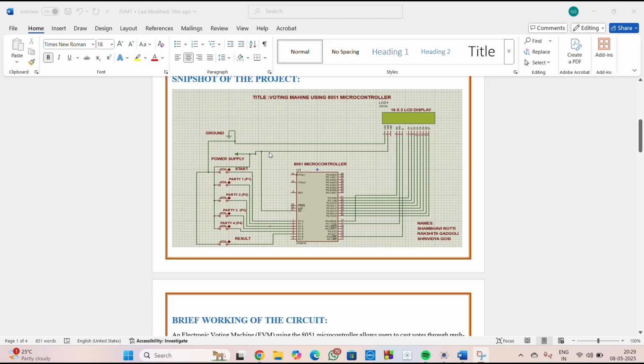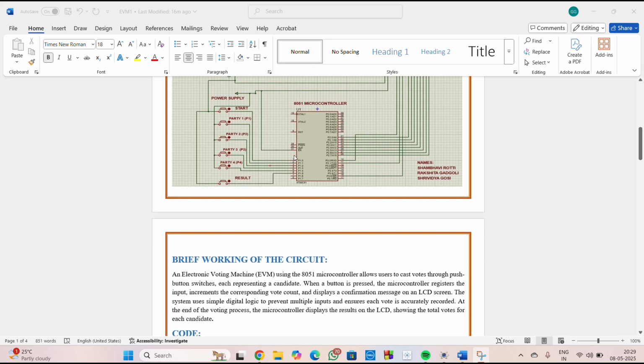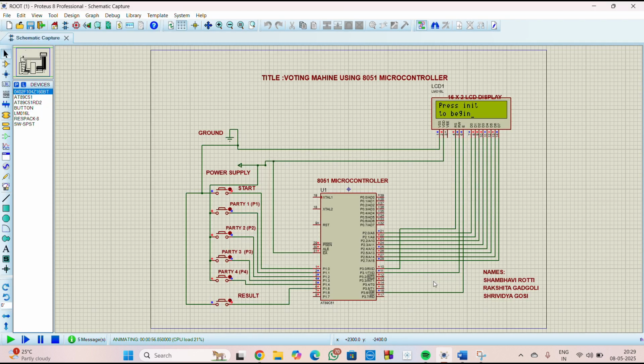Voting machine using 8051 microcontroller. An electronic voting machine using 8051 microcontroller allows users to cast votes through push button switches, each representing a candidate. At the end of the voting process, the microcontroller displays the results on the LCD, showing the total votes for each candidate. Let us start with the simulation process.